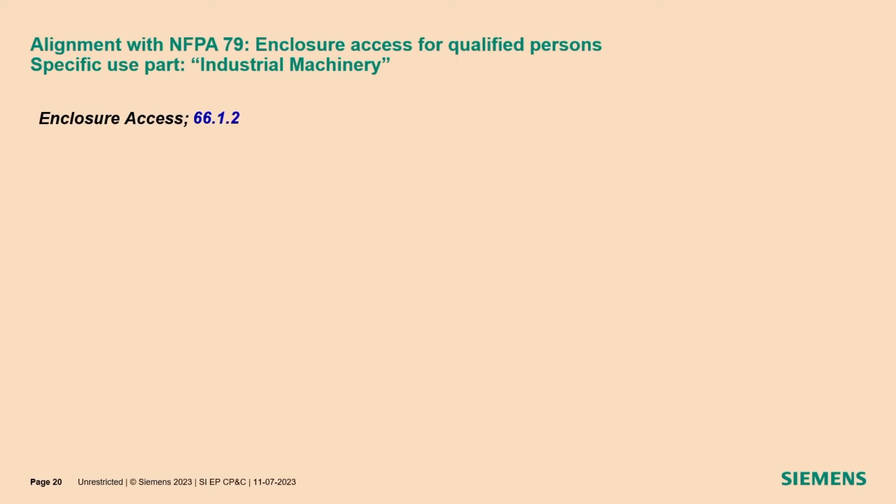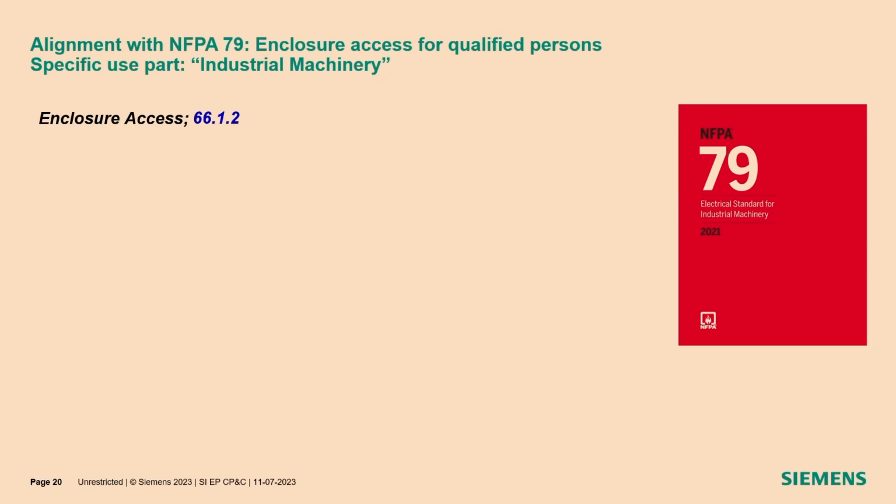The next topic. What's about tonight? It's a topic of enclosure access. Enclosure access is written in the UL 508A in chapter 66.1.2. And it is made by 6.1, and there was a nice harmonization with the NFPA 79. It's very important. I like it very much, believe me, because it matches both standards together.